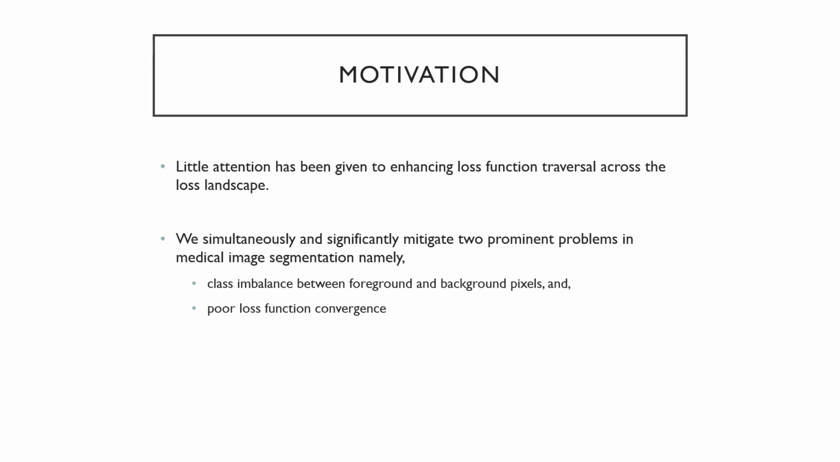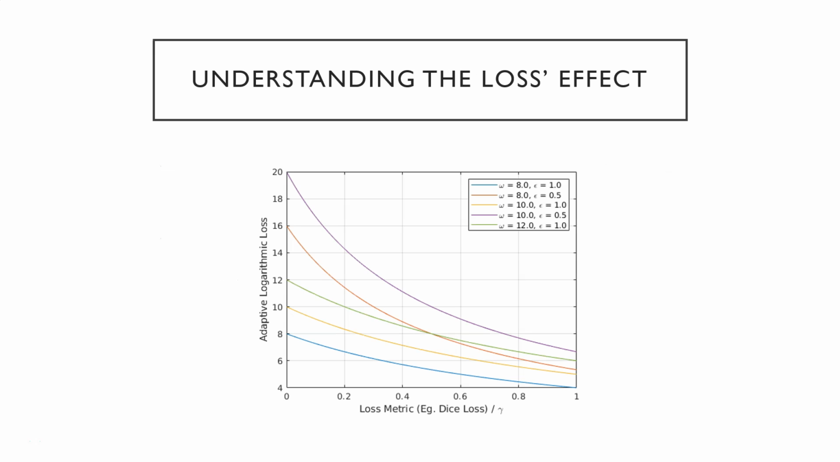Fundamentally, loss functions define a functional landscape for traversal by gradient descent. Although numerous loss functions have been proposed to date in order to handle various machine learning problems, little attention has been given to enhancing these functions to better traverse the loss landscape. In this paper, we simultaneously and significantly mitigate two prominent problems in medical image segmentation, namely class imbalance between foreground and background pixels and poor loss function convergence. To this end, we propose an adaptive logarithmic loss function.